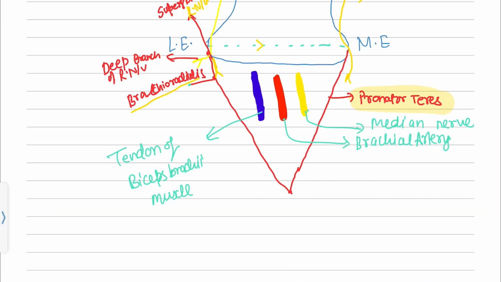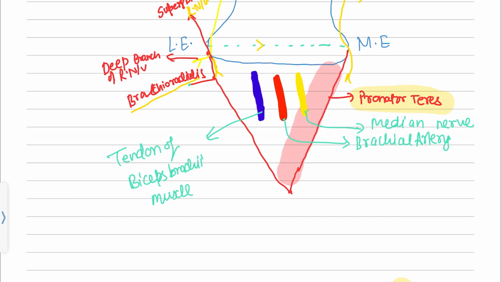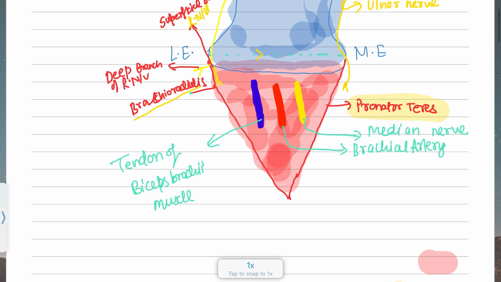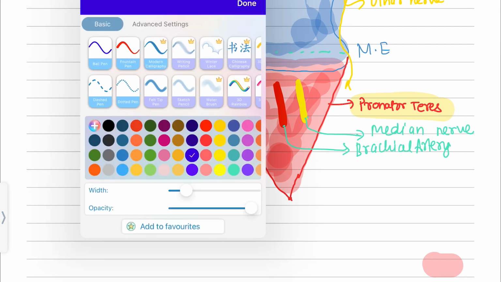So let us first make the base or the floor. The floor would be the brachialis muscle and the supinator muscle. I hope it is somewhat clear to you. And this is the humerus here, just making it a bit good looking. So yeah, and then as I promised you, let me draw the veins.